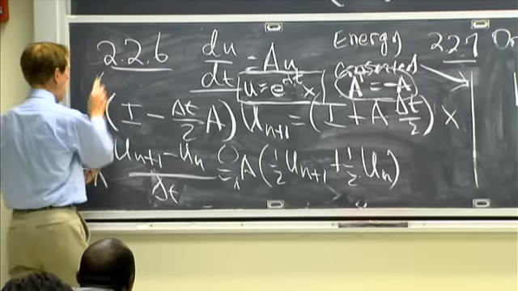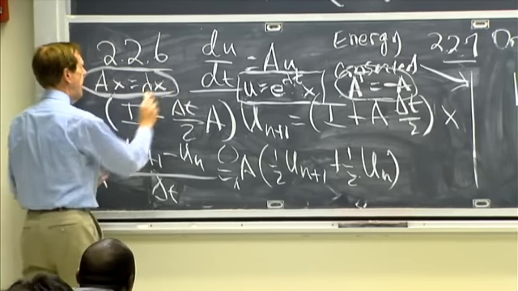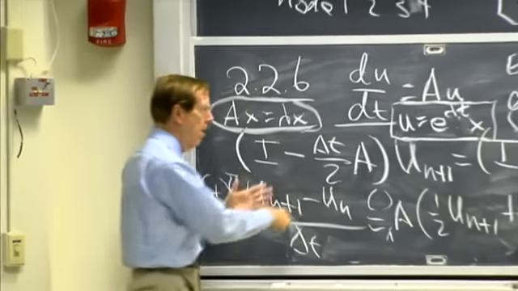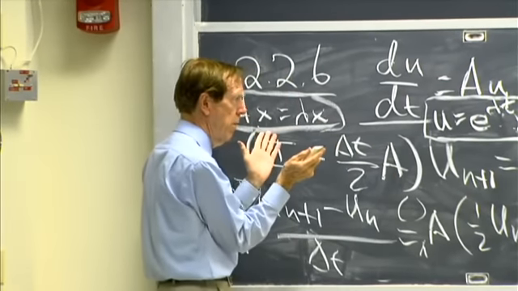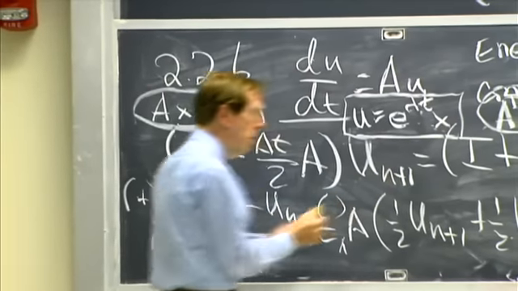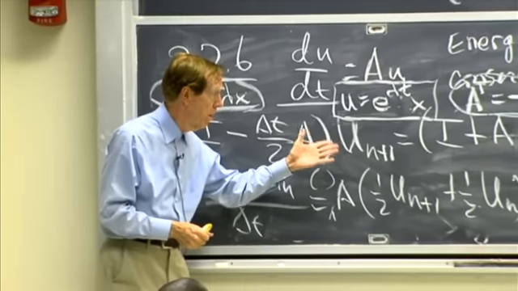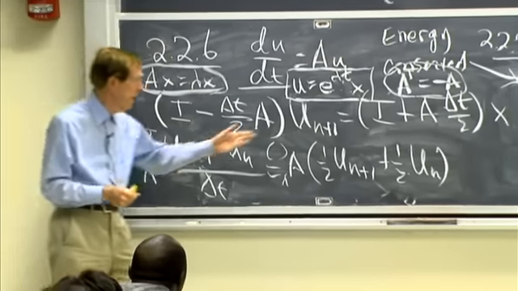Let me just write here. Ax equals lambda x. So these are the eigenvalues of A. And we've learned that they're pure imaginary in this case. And now I'd like to know that we get the good thing here.